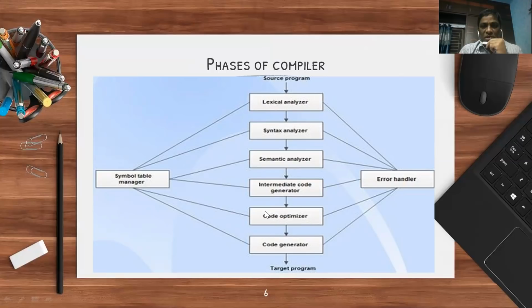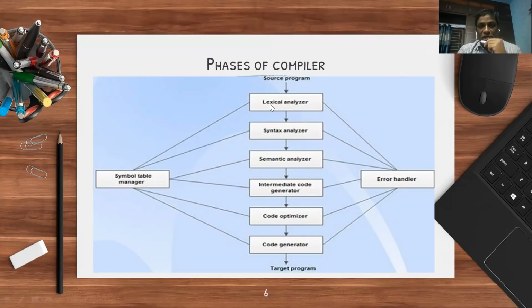Actually, this code optimization phase may be two phases. It is written over here as a single phase, but maybe it is two parts again. Code optimization is actually of two types: machine dependent code optimization and machine independent code optimization. So even though it is showing 6 different phases of a compiler, actually there are 7 different phases contained in a compiler. Let us go through these names.